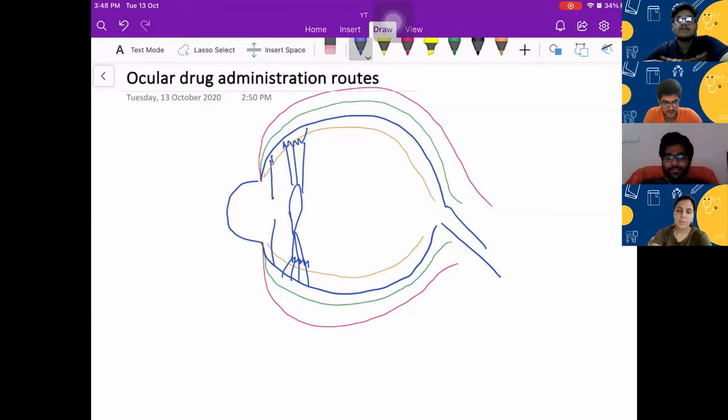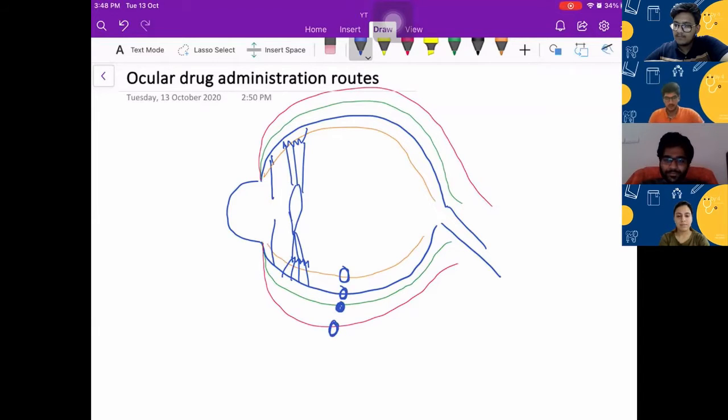So moving from inside to outside, the innermost layer is the retina. Outside it is the sclera. Then further outside is the conjunctiva. And the last layer, sorry, this layer right here is the Tenon's capsule. And this here is the conjunctiva.